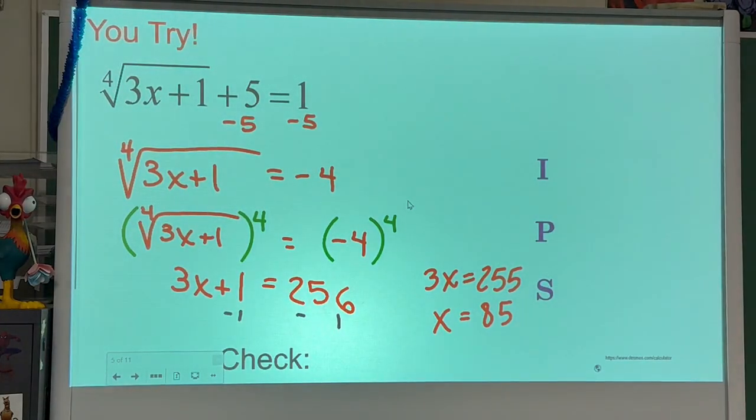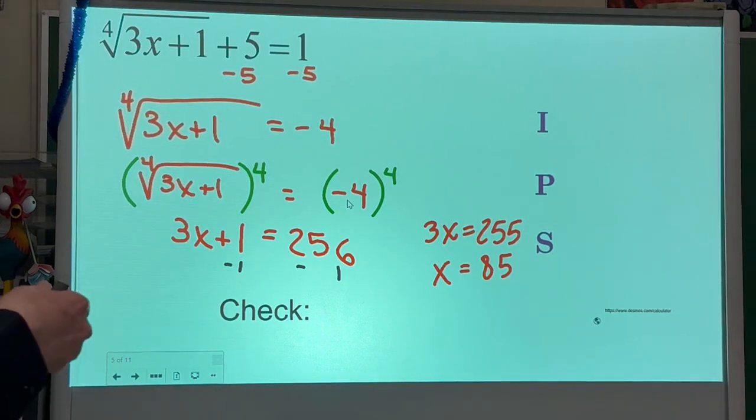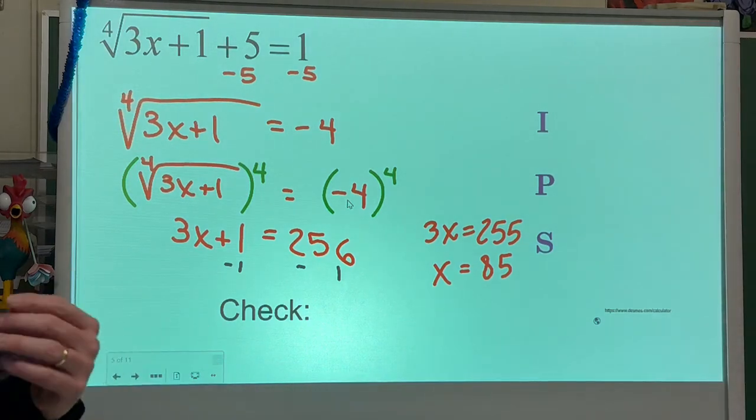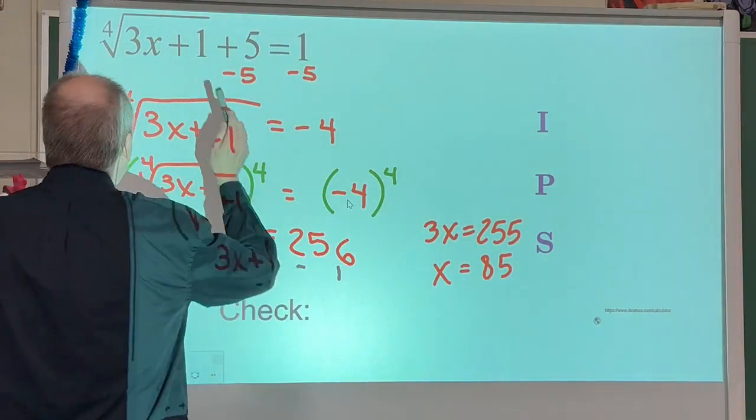So, how do you check and see if this answer is legit, right? We talked about how you sometimes create extraneous solutions. Sometimes you're thirsty, but I hand you a piece of paper. Didn't solve your problem. Or sometimes I do the easy part, you do the hard part, right? Doesn't solve your problem. Let's take our 85, plug it in here.